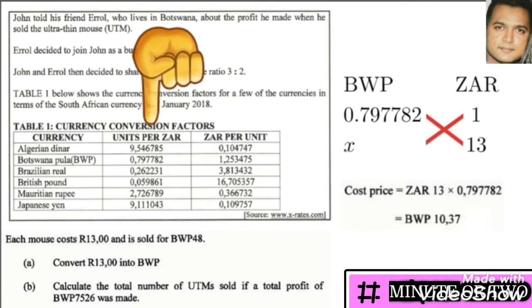and we find that we have to pay 0.79 Botswana pula just for 1 rand. Remember, I've taken this information from the middle column of the table. Information from the question says that the 13 rand needs to be converted. So we take this 13 rand and we put it under the ZAR column.